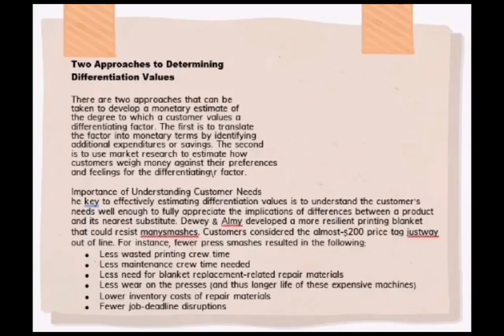Dewey and Almy developed a more resilient printing blanket that could resist many smashes. Customers considered the almost $200 price tag just way out of line. For instance, fewer press smashes result in the following: less wasted printing crew time, less maintenance crew time needed, less need for blanket replacement and related repair materials, less wear on the press and thus longer life of these expensive machines, lower inventory cost of repair materials, and fewer job deadline disruptions.